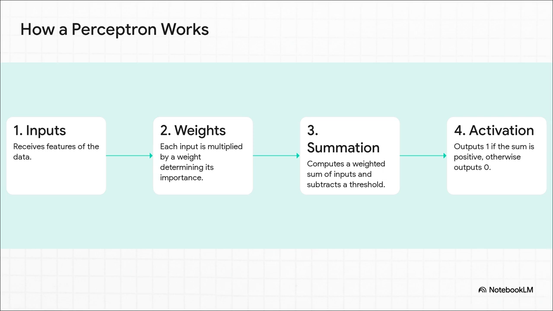So, how does this thing actually think? Well, it's a really neat four-step process. First, it takes in some data points. We call them inputs. Step 2, and this is key, it assigns a weight to each one. Kind of like saying, this piece of info is way more important than that one. Then, for step 3, it just adds up all those weighted inputs. Simple math. And the final step is the decision. If that total number crosses a certain line, a threshold, it fires and says yes or 1. If it doesn't cross that line, it just stays quiet and says no or 0.